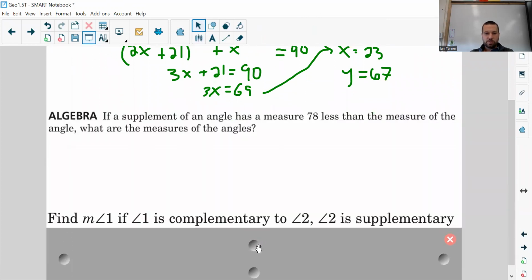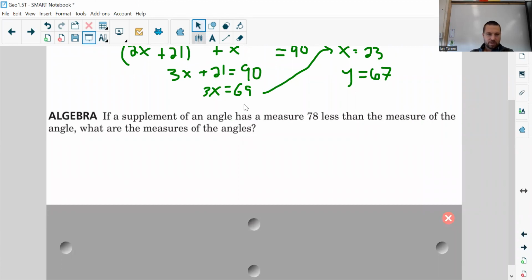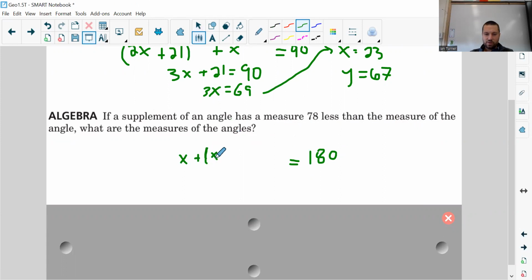Should we do one more of those? These can be kind of tricky. Supplement of an angle. So it adds up to 180. Has an angle, has a measure 78 less than the measure of another angle. Okay, so we got one angle, and then we know the other one's going to be 78 less. So we can do x minus 78. This one's not too bad either, huh? Ooh, sorry for the drawing, it's so bad. So when we add those up, we get 2x minus 78 equals 180.